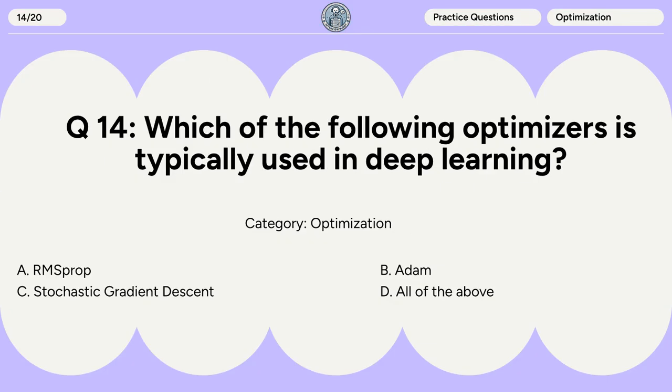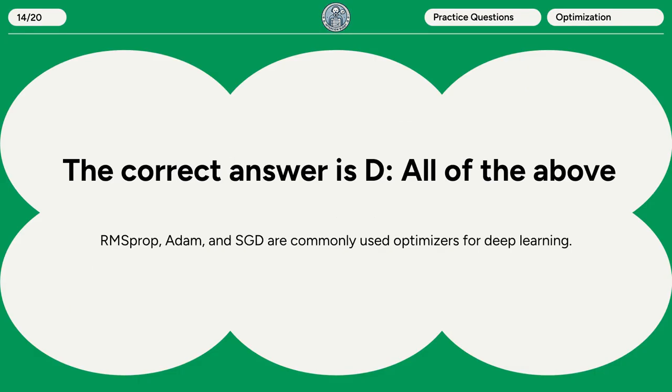Question 14. Which of the following optimizers is typically used in deep learning? A. RMSprop. B. Adam. C. Stochastic gradient descent. D. All of the above. The correct answer is D. All of the above. RMSprop, Adam, and SGD are commonly used optimizers for deep learning.